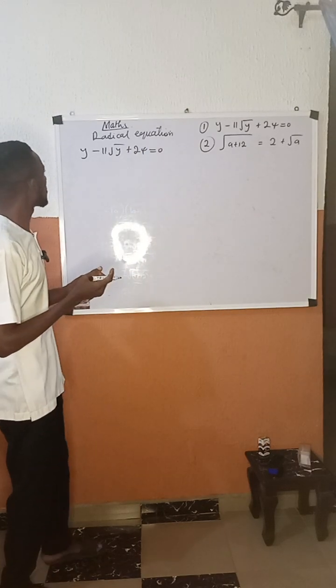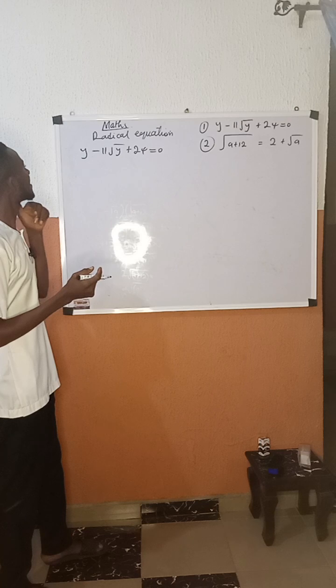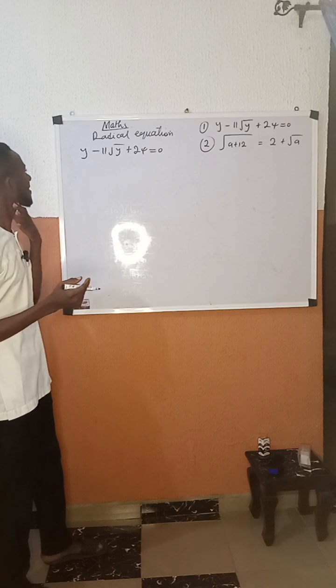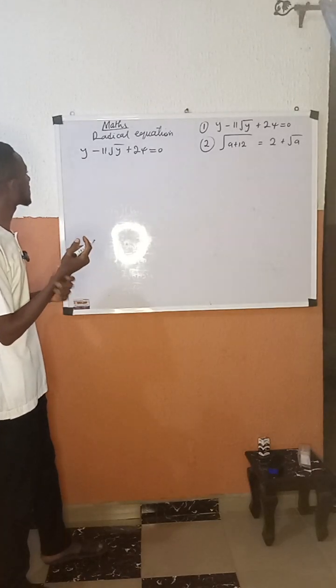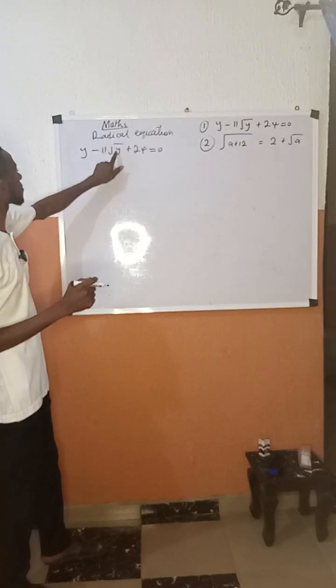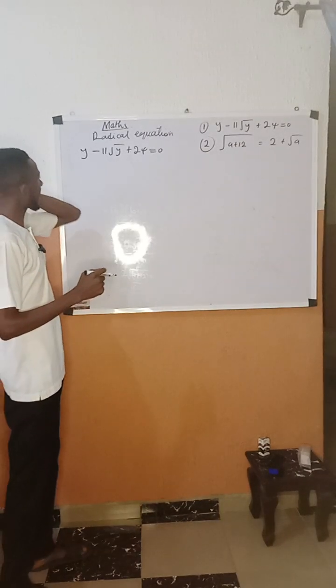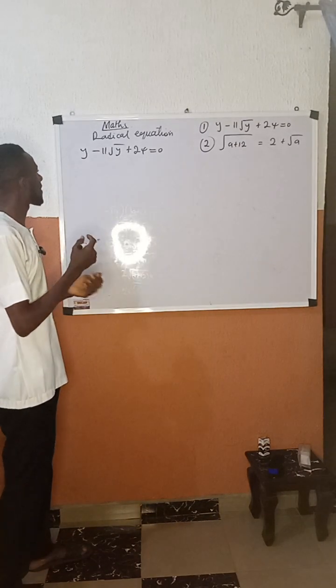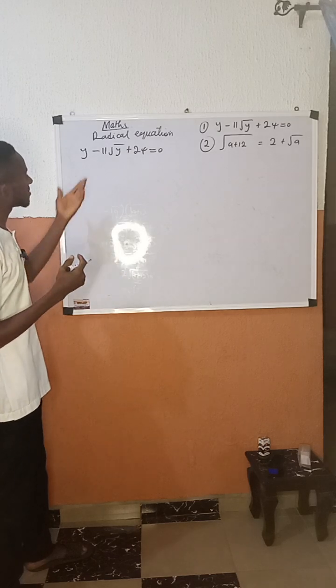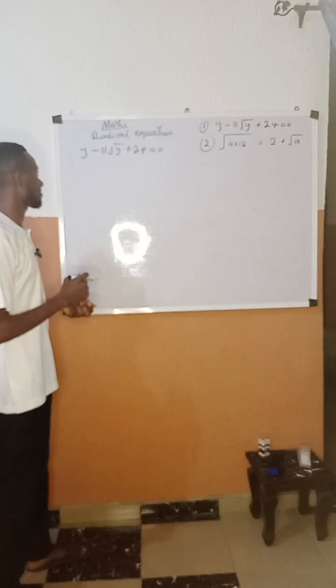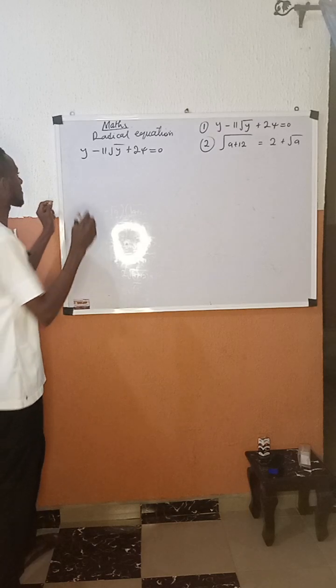Looking at this equation, one might likely take it to be the usual linear equation that we know. However, it is not a linear equation because of this root y. So in order to understand clearer the nature of this equation, it is better to make some definitions. And the definition is this.